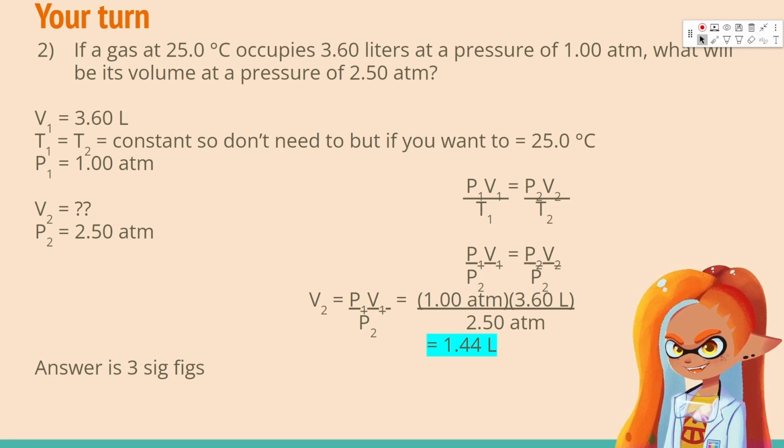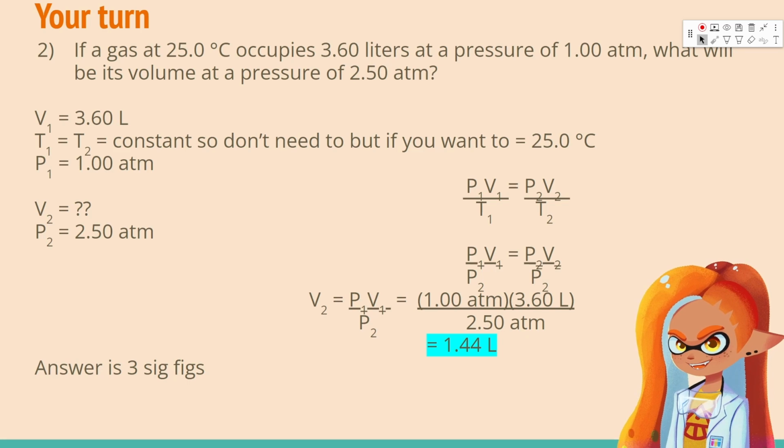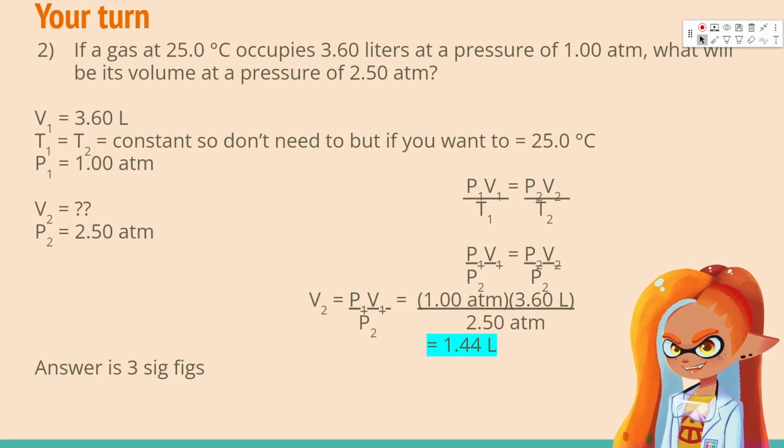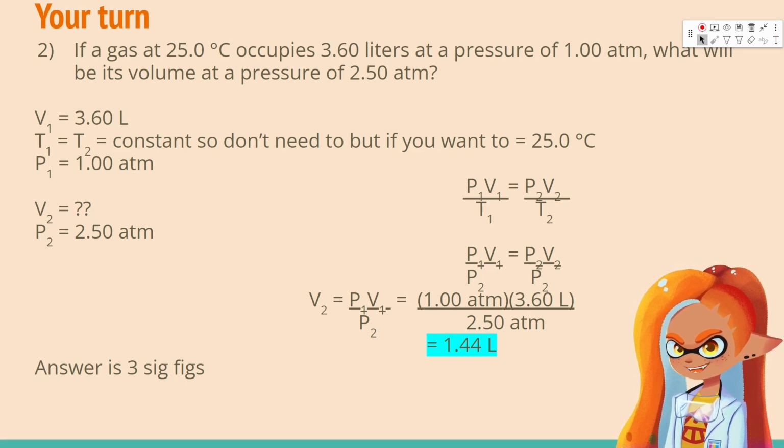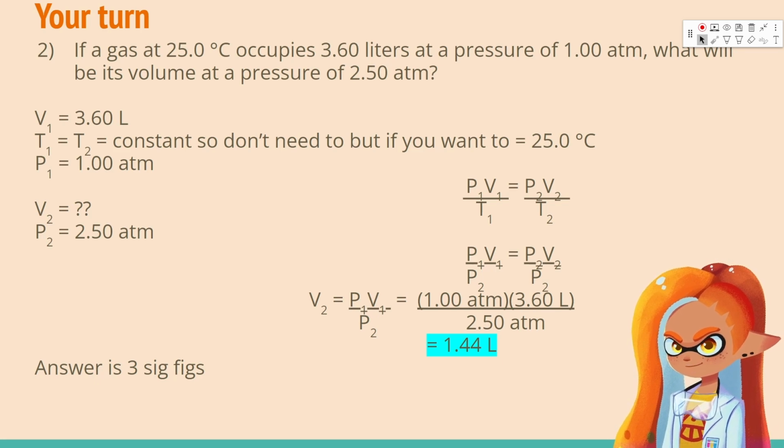Again, I just took the combined gas law, I did some multiplying and dividing in order to get where I needed to go. I canceled out the temperatures because again, they're constant. So then I just plug and chug and then I get 3 sig figs at the end.